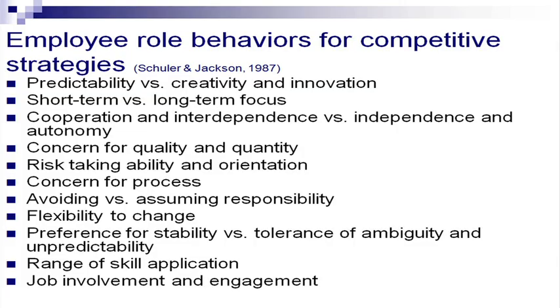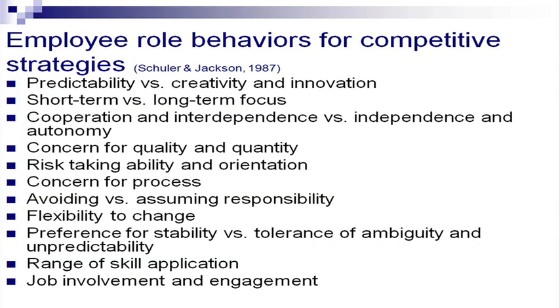Preference for stability versus tolerance of ambiguity and unpredictability. There are people who want to know what is happening, when it's happening. They need a very definitive, very clear focus, and they need to be sure of everything that is happening, and that is good because that helps keep processes in check. There are other people who are more tolerant of and open to ambiguity, and these people are good because they are risk takers, they are innovators, they are more willing to explore the new directions that the organization can move in. Range of skill application is another one.